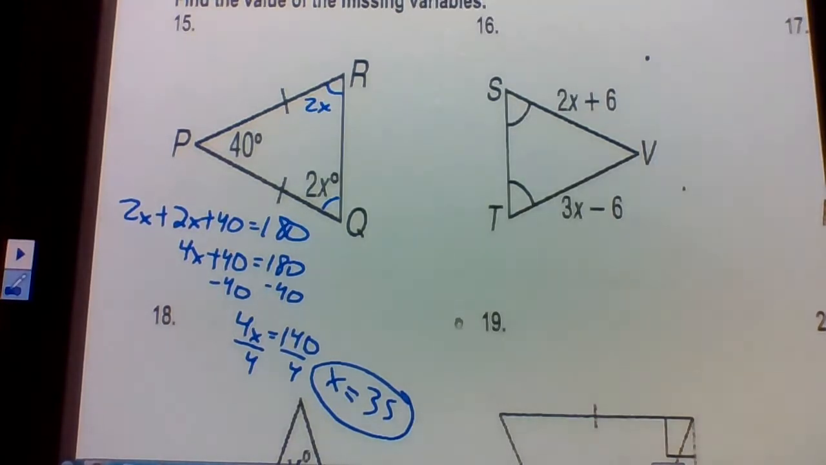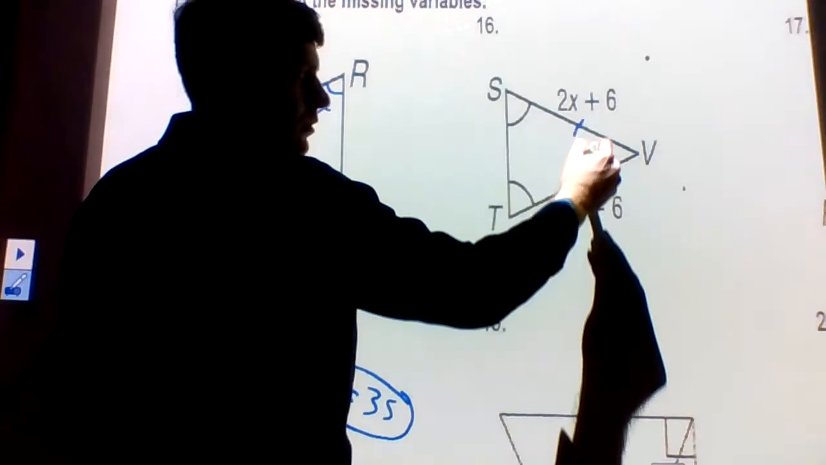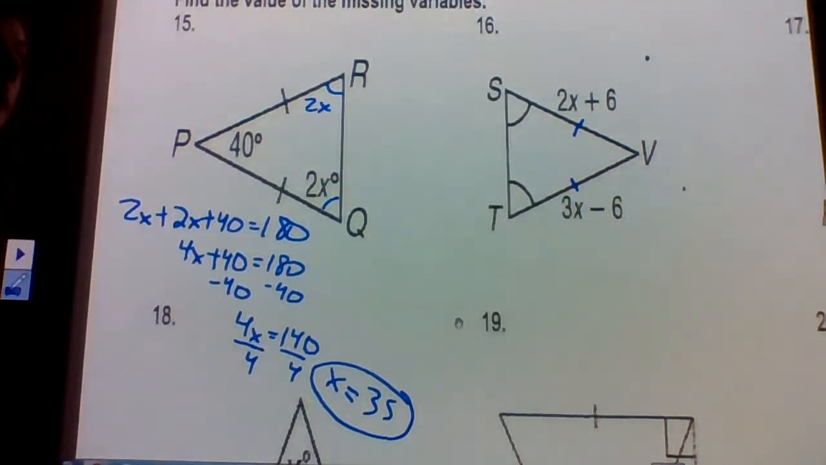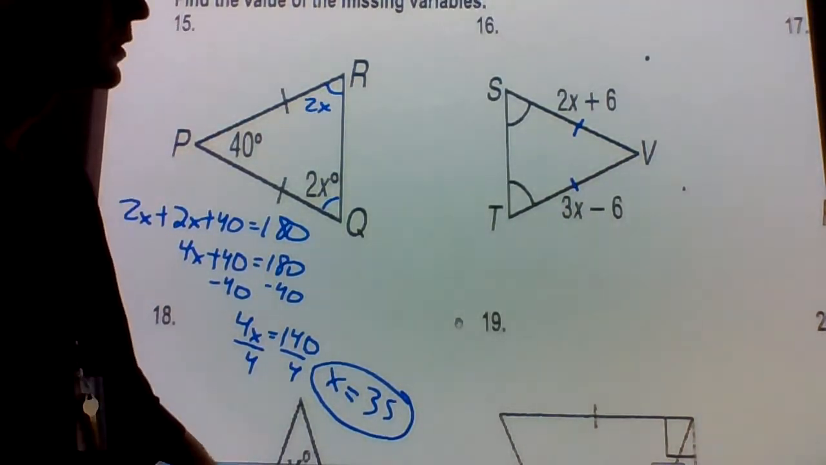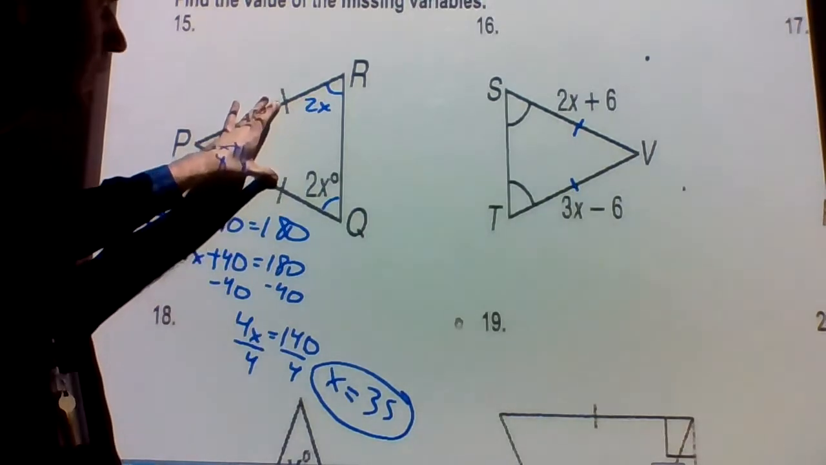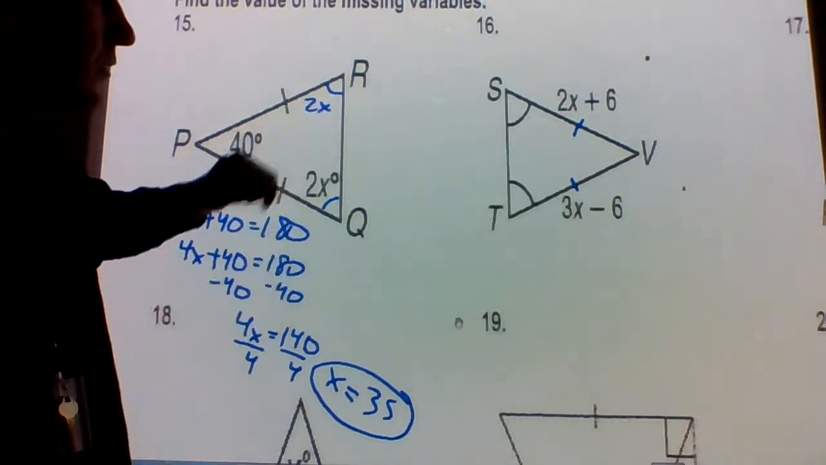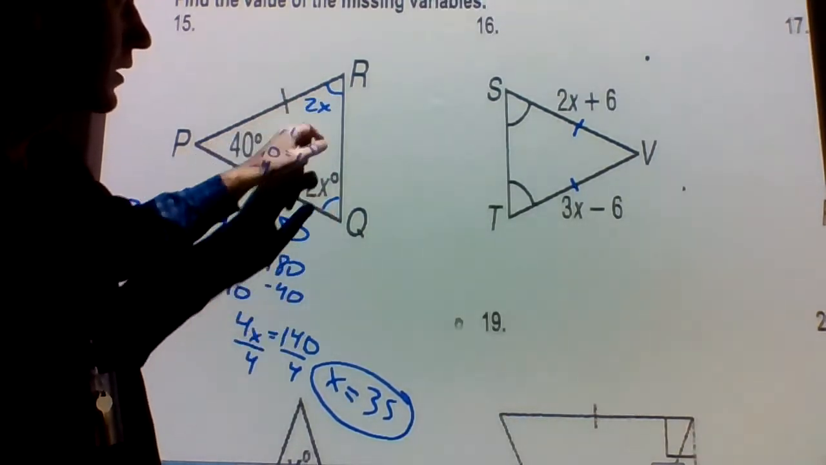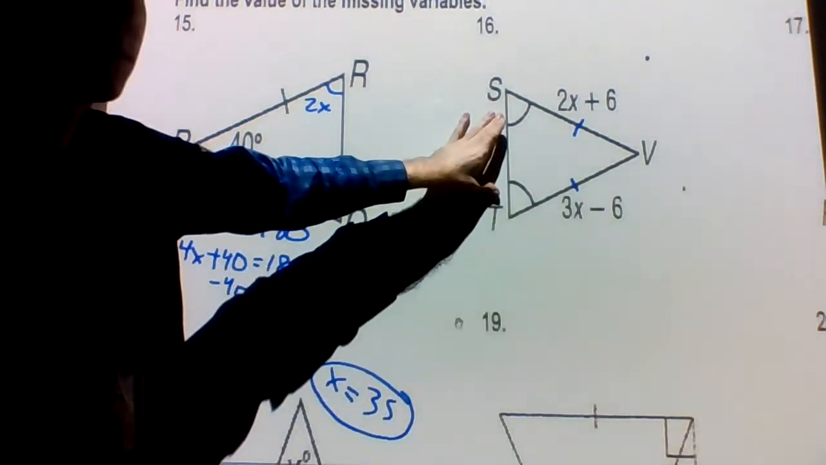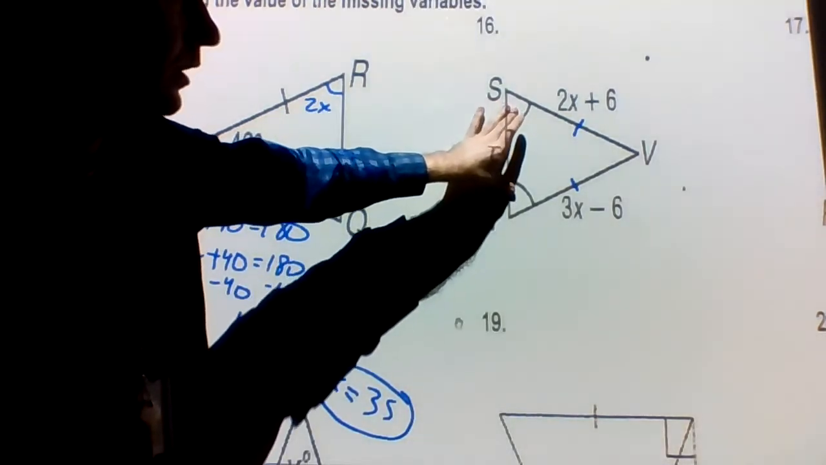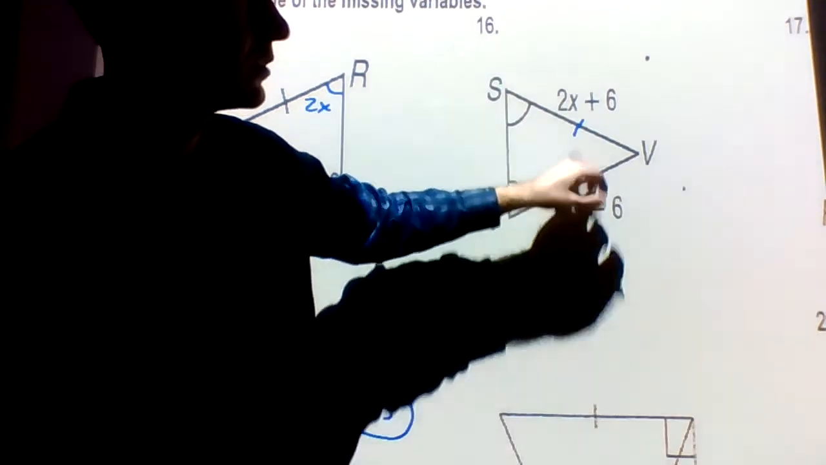Okay, next one, you have two base angles, two angles that are congruent, which means the opposite two sides are congruent. Right, that's your converse to the isosceles triangle theorem. Isosceles triangle theorem, if you have two sides that are congruent, the base angles are congruent. The two opposite angles are congruent. Converse to isosceles triangle theorem says if you have two angles that are congruent, the opposite two sides are congruent.